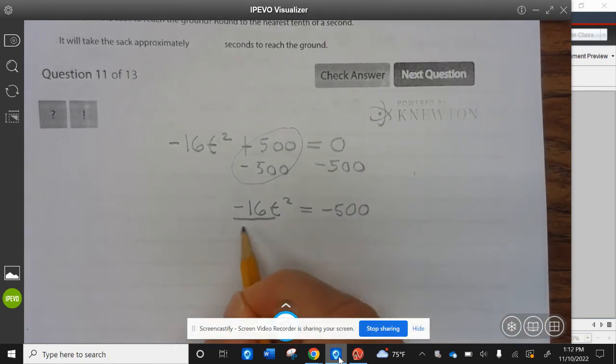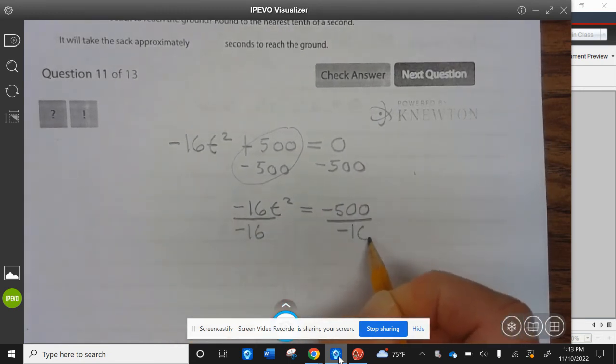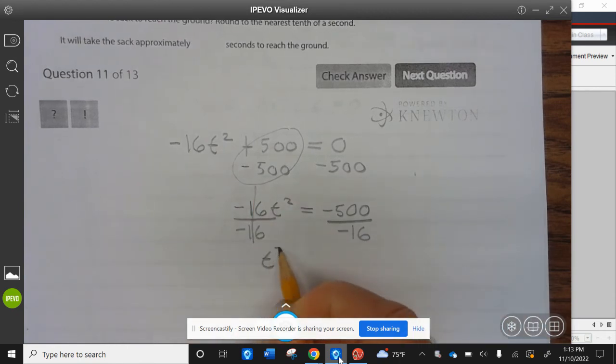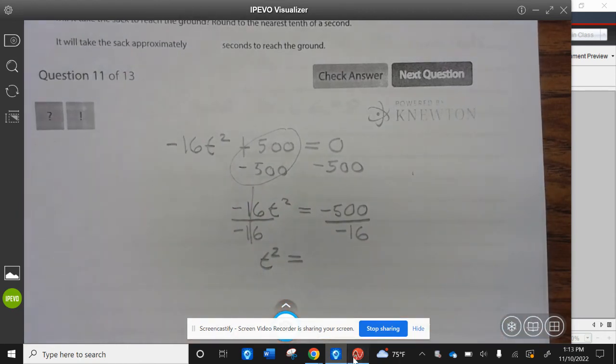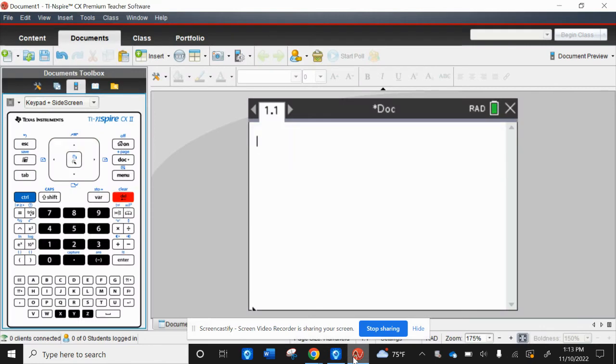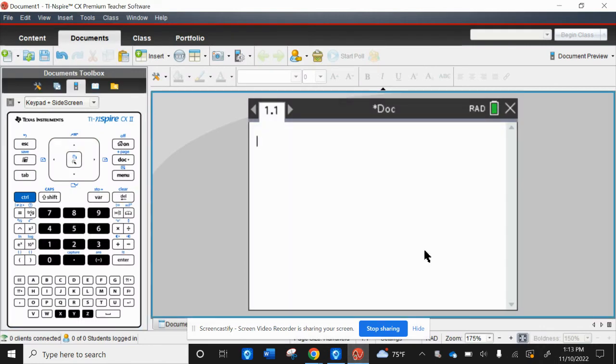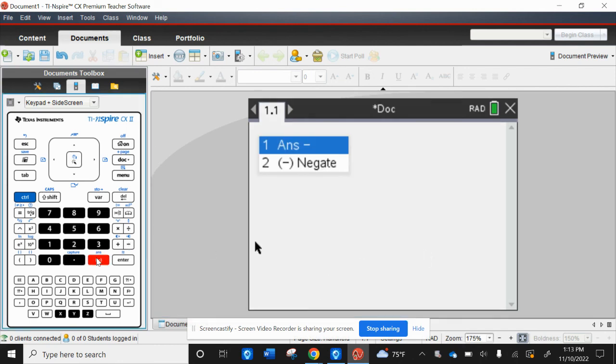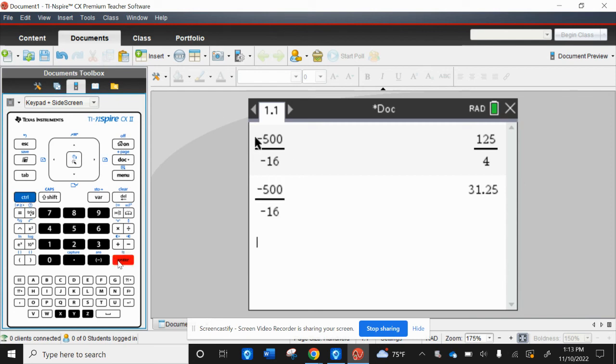We're going to divide both sides by negative 16. That divides and becomes 1. To get t squared equals, let's use our calculator, negative 500 divided by negative 16 is 125 divided by 4. Okay, I'm going to press Control Enter, see what the decimal looks like. 31.25. Okay, so I'm going to use that 31.25.